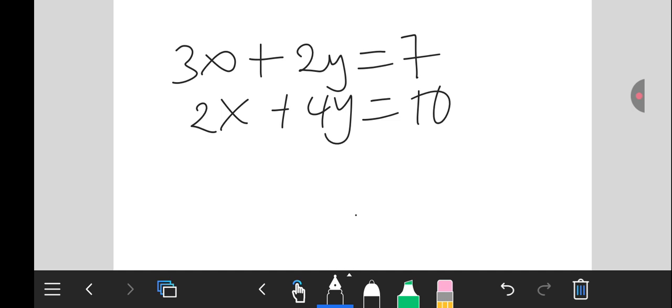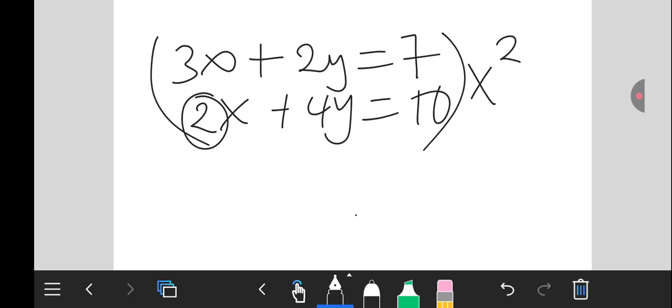So what we are going to do here, we use elimination. So what you need to do here is that you need to make either x or y to have the same coefficient. In this case, let's make x. So we multiply the top equation by 2. You interchange the coefficients: the coefficient there you multiply on top, then the coefficient there, which is 3, you multiply at the bottom. So you multiply the entire equation.